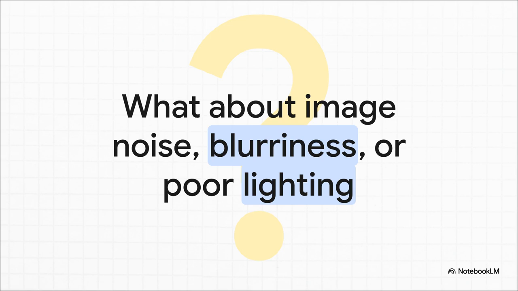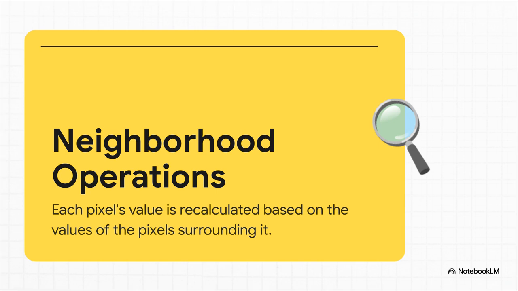You know what I'm talking about, right? We've all seen it. That weird, grainy texture in a photo you took at night, or when things are just a little bit out of focus. Well, the computer sees all that stuff too, and it has to be fixed before it can make any sense of the image. And the main tool for this job is something called a filter.